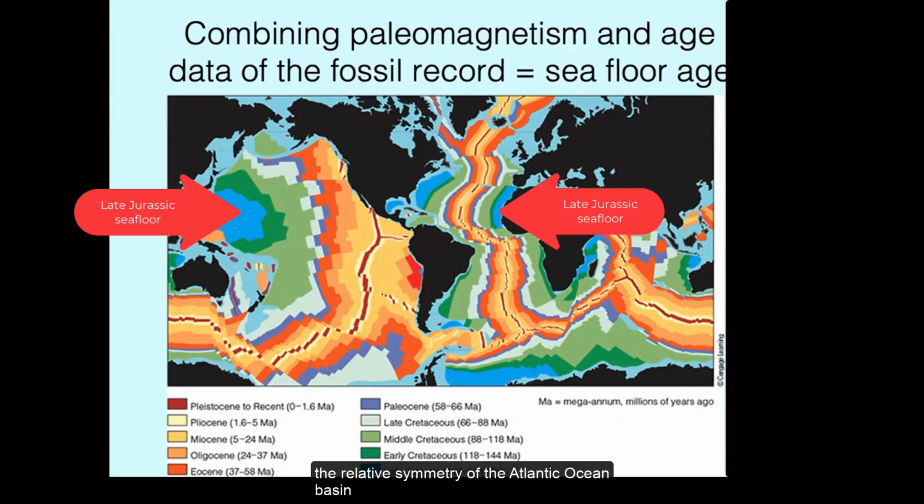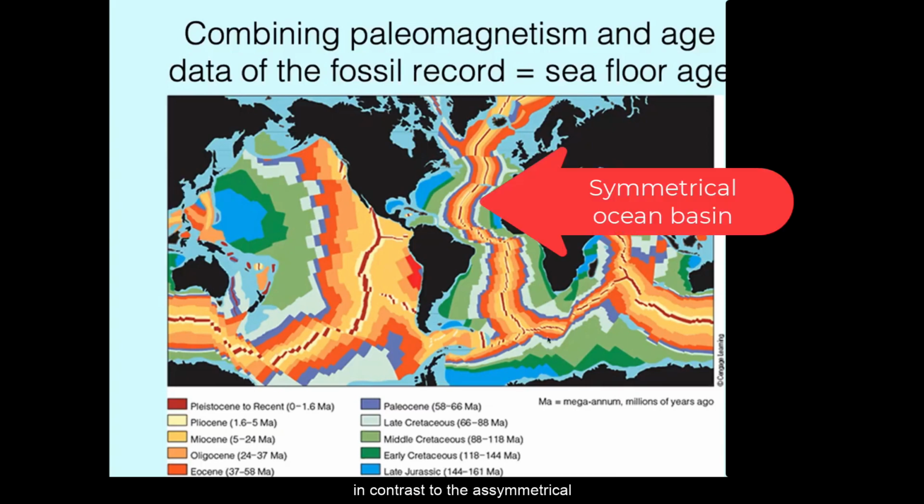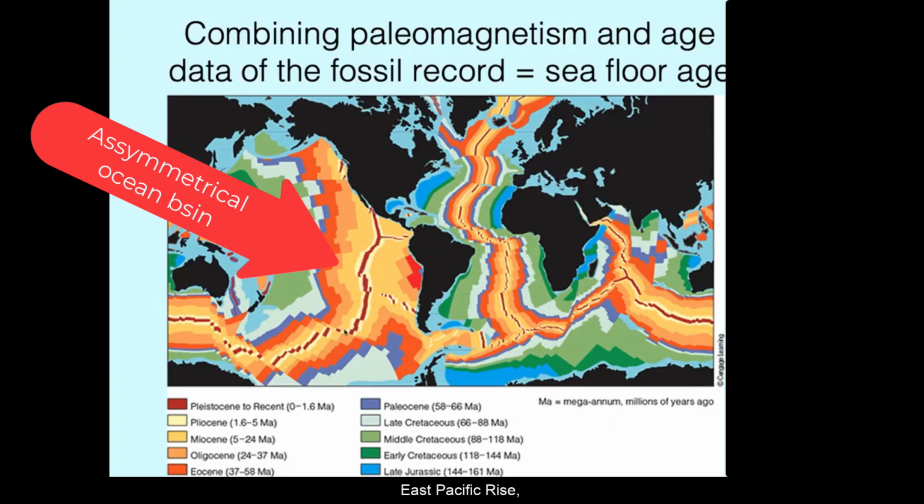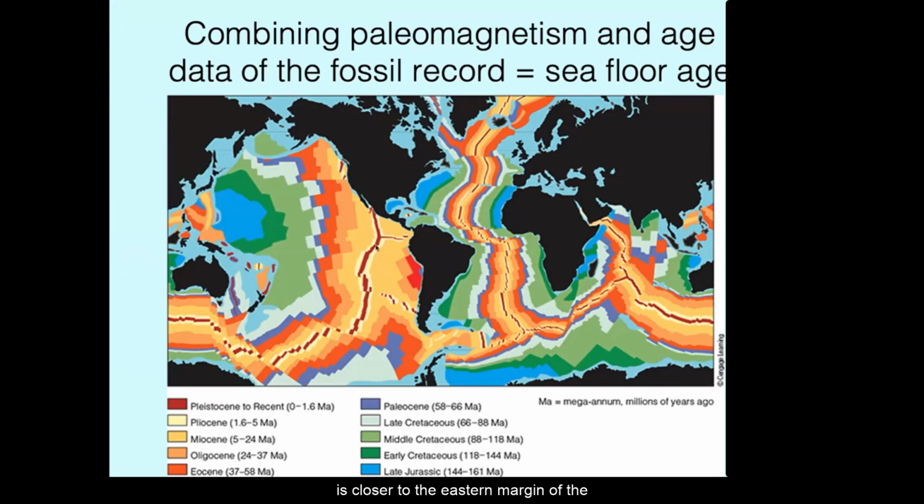Also note the relative symmetry of the Atlantic Ocean basin in contrast to the asymmetrical Pacific, where the spreading center, or the East Pacific Rise, is close to the eastern margin of the Pacific Ocean basin.